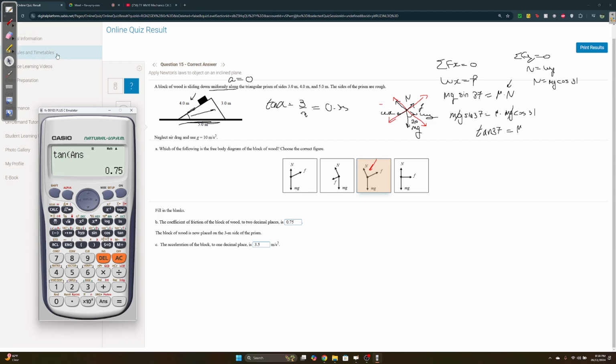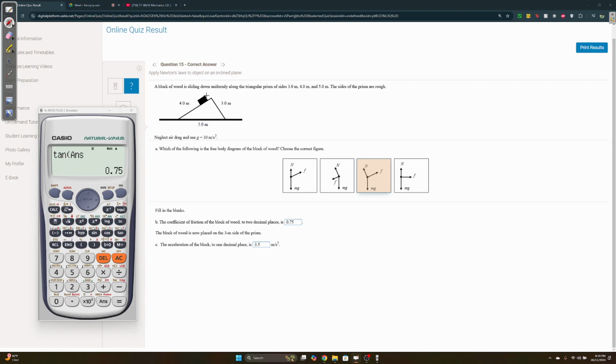Okay, the block of wood is now placed on the 3-meter side of the prism over here. What's the acceleration of the block? They're saying now it's going to accelerate, right? Let's draw the new FBD for it over here. Okay, this is the y-axis, if the block is here. This is the x-axis, right? Obviously, the weight is going to be like this, with the angle between it and the vertical.